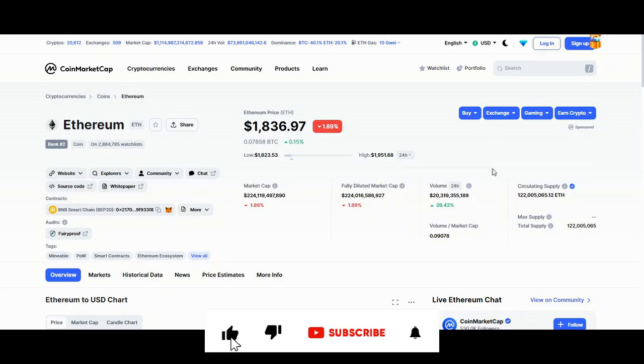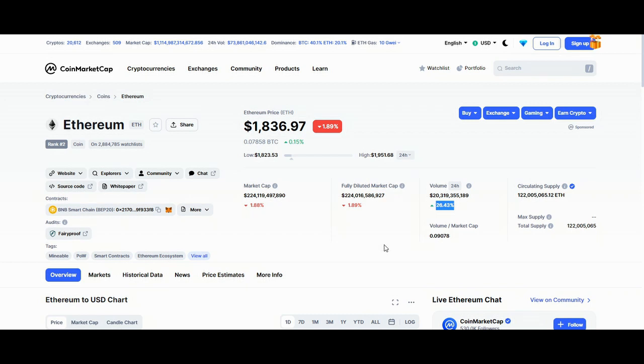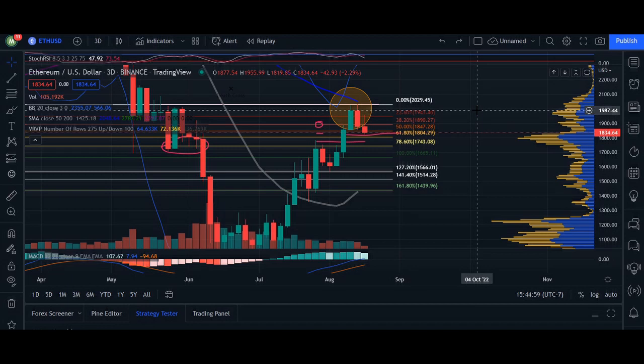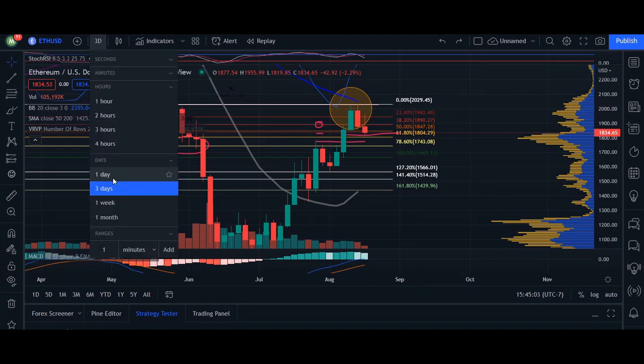We are trading at $1,836. 24-hour volume, we are up 26.43%. Market cap, we are down 1.88%. So heading over to the chart here, the time interval that we have is 3 days. We're going to go down to 1 day and then 4 hours.